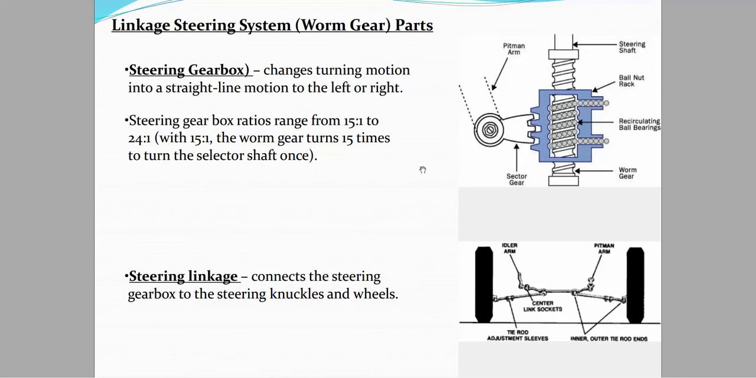Linkage steering system parts: the steering box changes turning motion into a straight line motion to the left or right. The steering gear system ratio ranges from 15:1 to 24:1. The steering linkage connects the steering gearbox to the steering knuckle and the wheels.